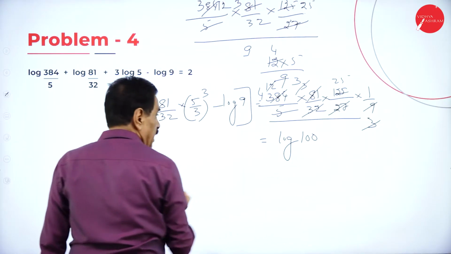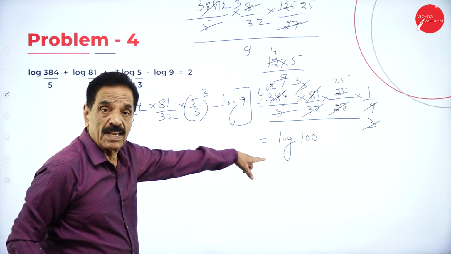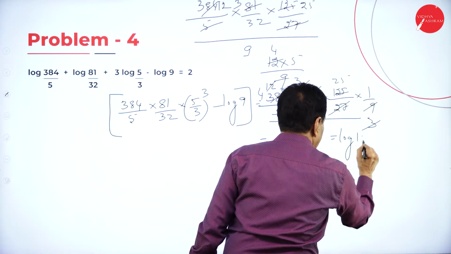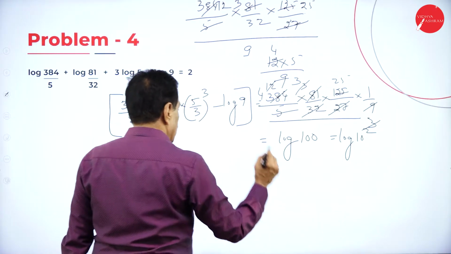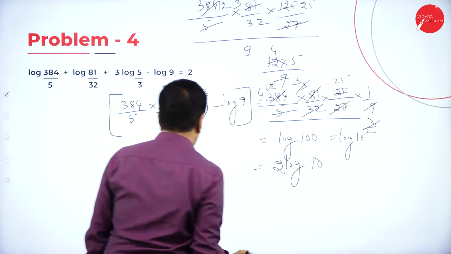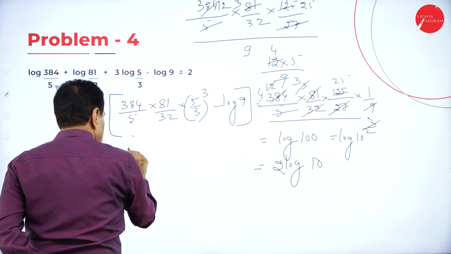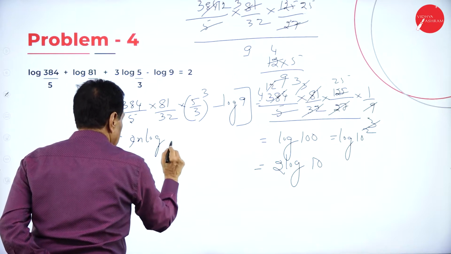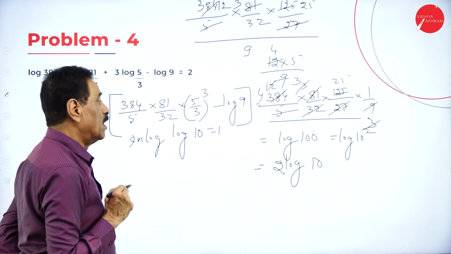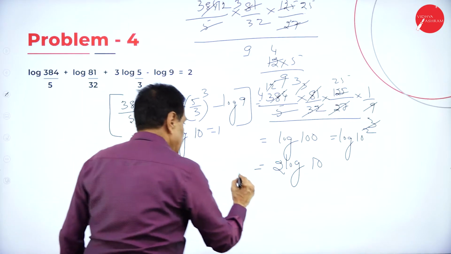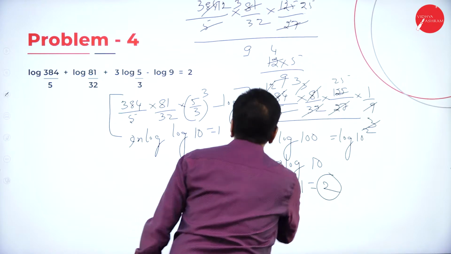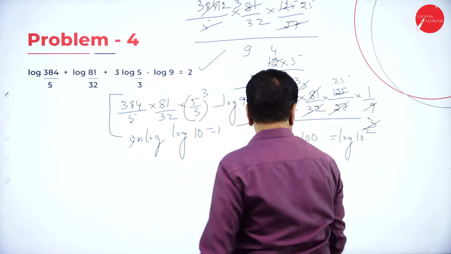This can be written as, so I simplify log 100. This can be written as log 10 square. We can write 2 log 10. In logarithms, log 10 is equal to 1. This is 2 into log 10, 1 is 2. This is the answer. Proved.